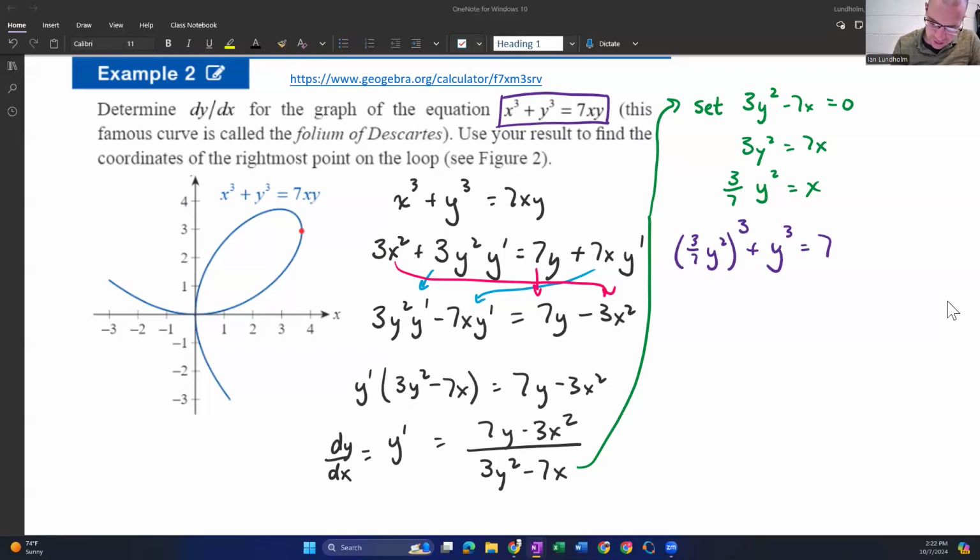And then we're going to have 7. We're going to replace x with 3/7 y squared. And then y is just going to chill. So that now we have an equation with just one unknown. And hopefully we're going to be able to solve for this.